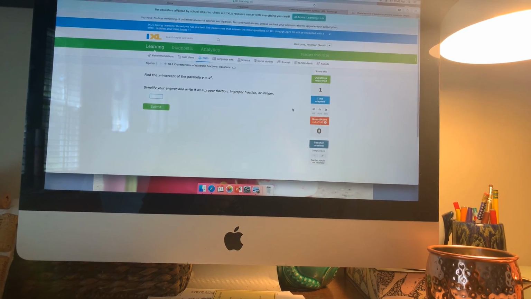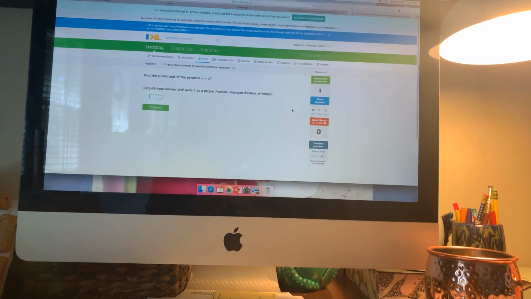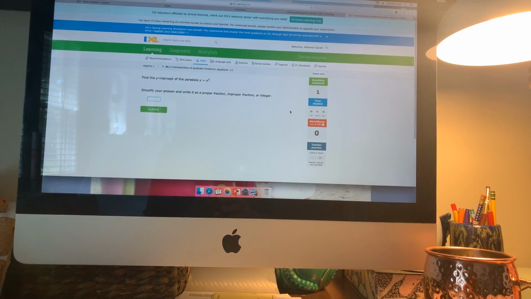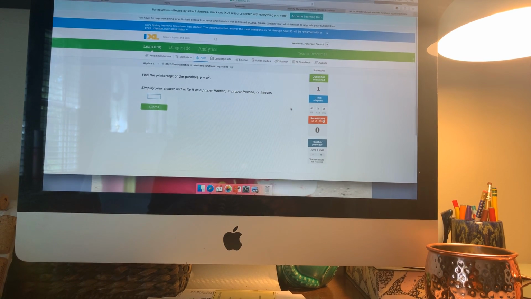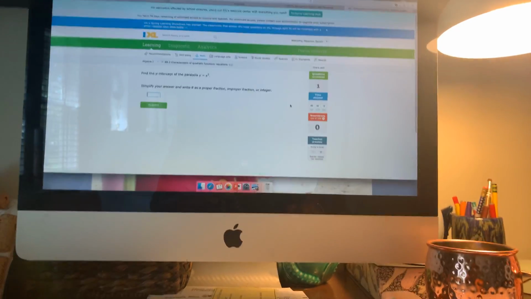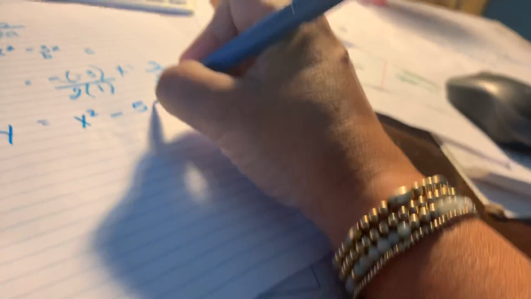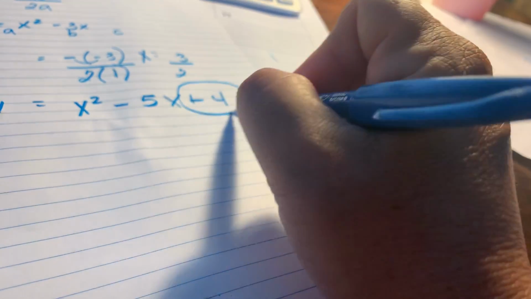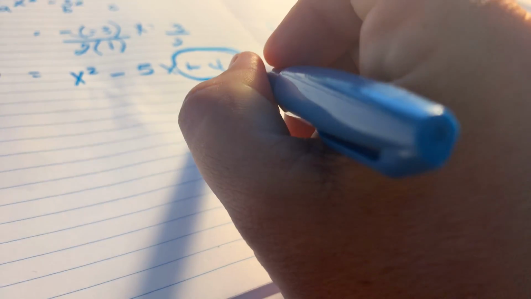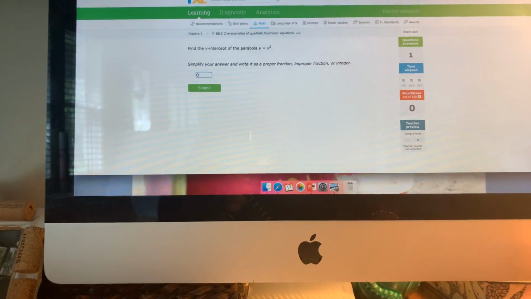Okay, the y-intercept. Now that's something that I didn't go over in this first video, but last week we talked about it. The y-intercept is always going to be, if you had something that looked like this, I'm writing it down right now, the plus or minus number on the end. So since we don't have a plus or minus number, it's just going to be 0.